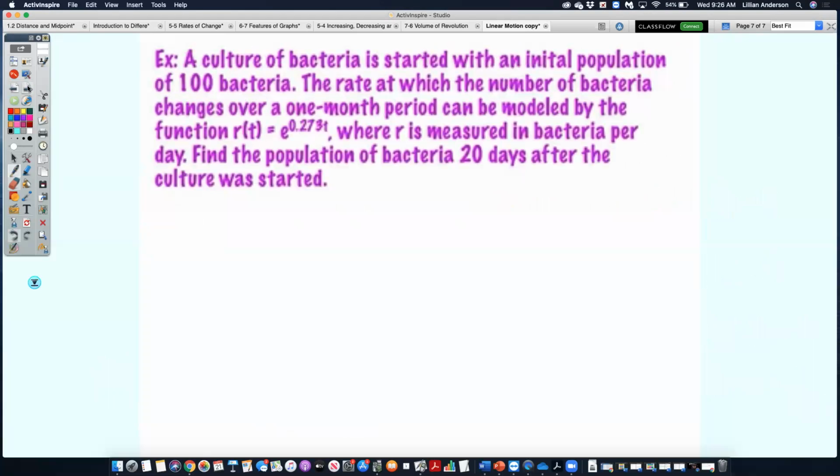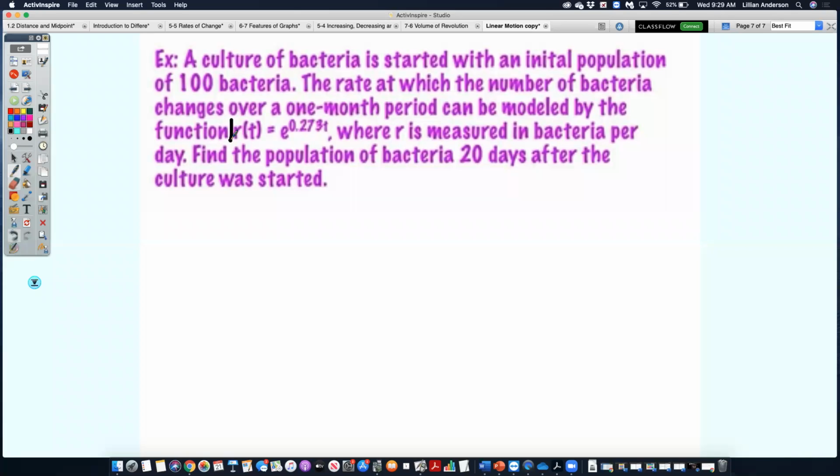Last problem. A culture of bacteria started with an initial population of 100 bacteria. The rate at which the number of bacteria changes over a 1-month period can be modeled by the function R of t equals e raised to the 0.273t, where R is measured in bacteria per day. And of course, t is our time. Find the population of bacteria 20 days after the culture has started.